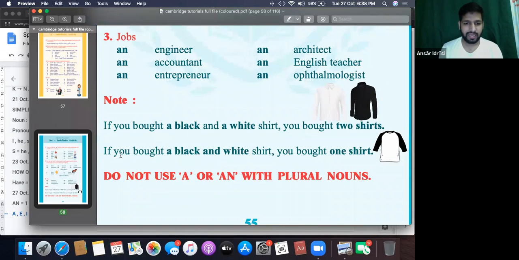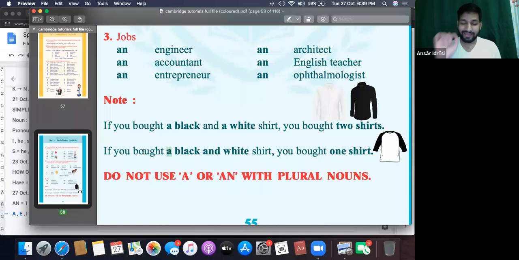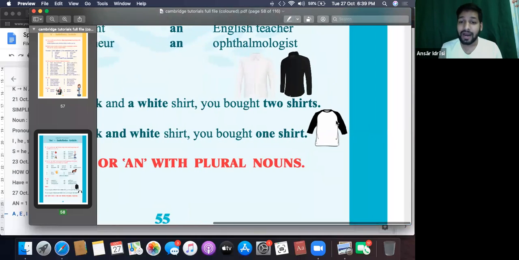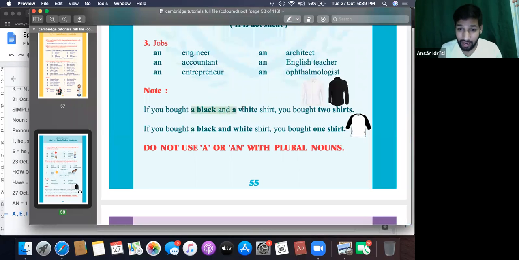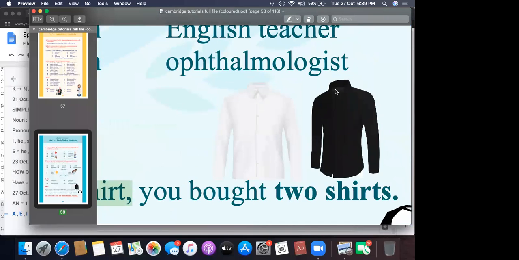If you bought a black and white shirt, it means you bought only one shirt. What did I say? Mr. A bought a black and white shirt. 'A' means what? Equal to one. Pay attention. Mr. A bought a black and white shirt, meaning Mr. A bought one shirt which had two colors. A black and white shirt means one shirt. And B bought a black and a white shirt. A black and a white shirt. Two shirts, 1 and 2. One black and one white shirt. Understood?